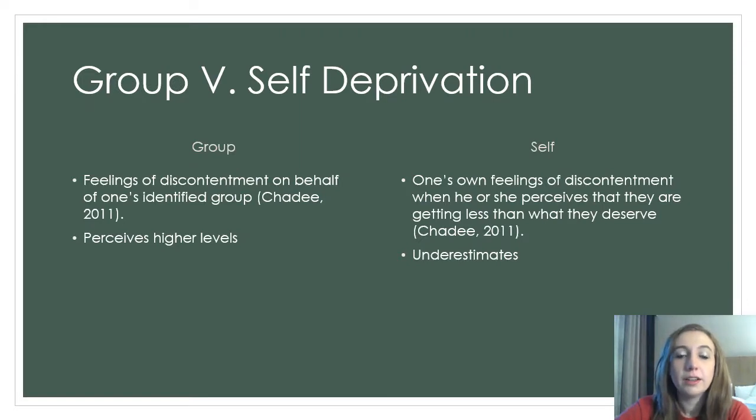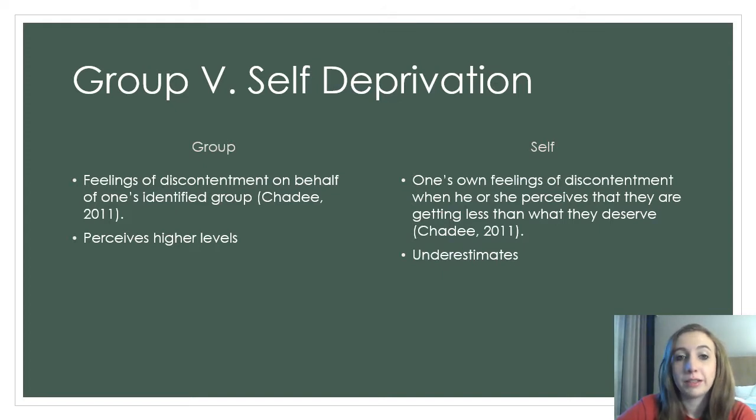Alright, let's get started. First, relative deprivation theory relates to social comparisons. It describes feelings of discontentment that stem from the belief that one is worse off than another. So I see that Sally has all of these nice things, so suddenly I'm unhappy with what I have. Within deprivation, you can experience feelings of self-deprivation and or group deprivation. So self-deprivation is going to refer to your own feelings of discontentment, that you're getting less than what you deserve. Group deprivation, on the other hand, refers to feelings of discontentment on behalf of your group.